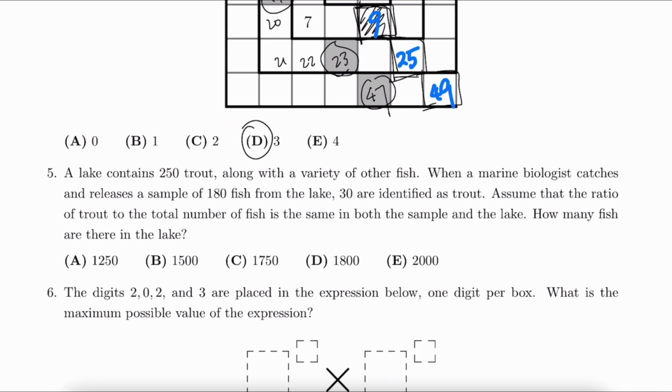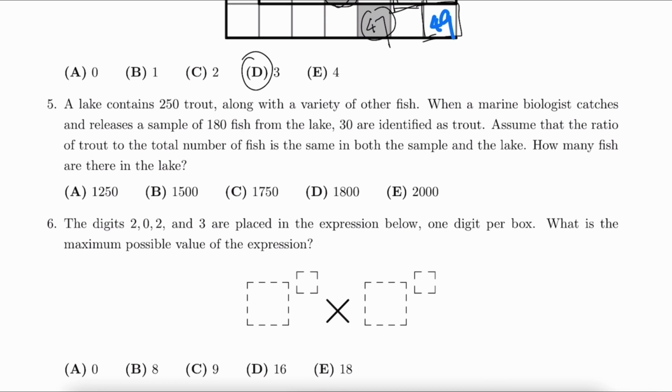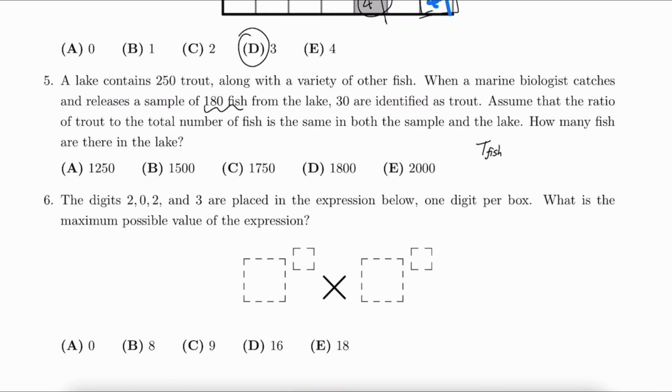All right, number 5. It says, a lake contains 250 trout, along with a variety of other fish. When a marine biologist catches and releases a sample of 180 fish, 30 are trout. Assume that the ratio of trout to the total number of fish is the same in the sample and in the lake. So let's write it that way: total trout over total fish is equal to sample trout over sample fish. How many fish are there in the lake?